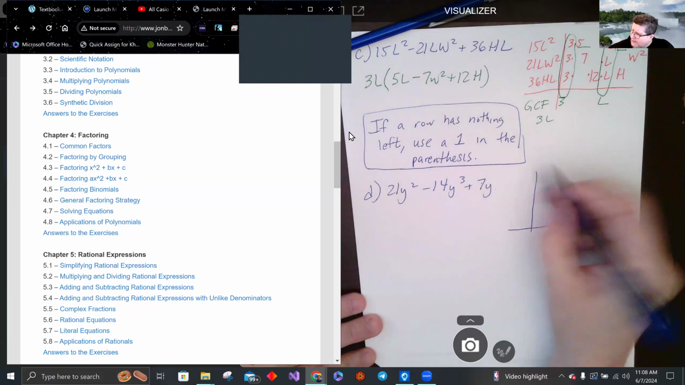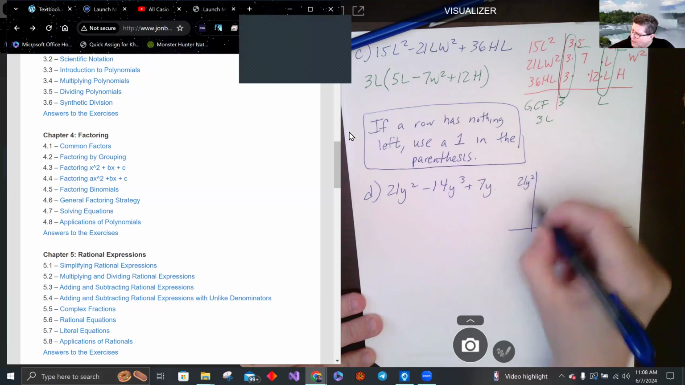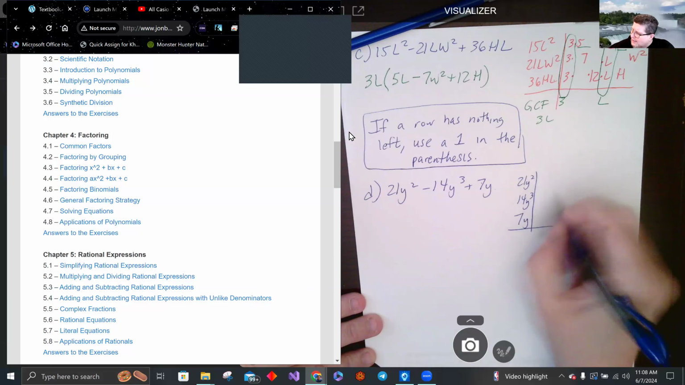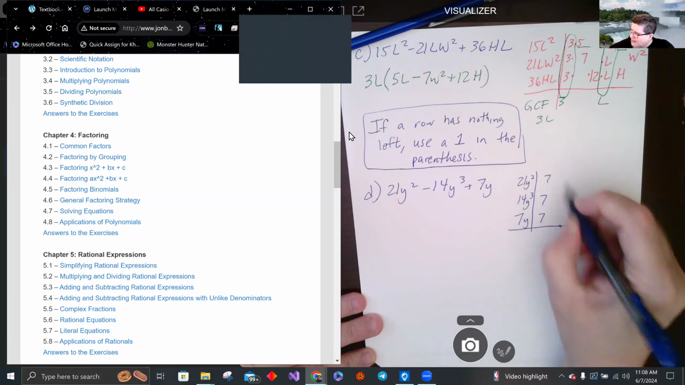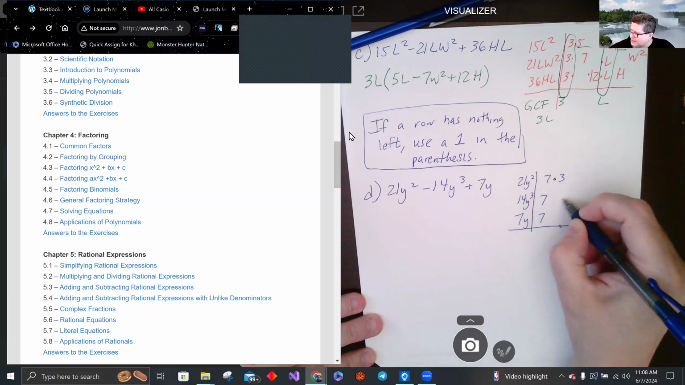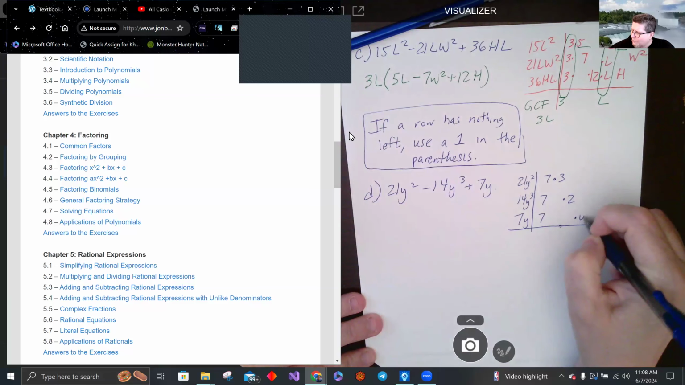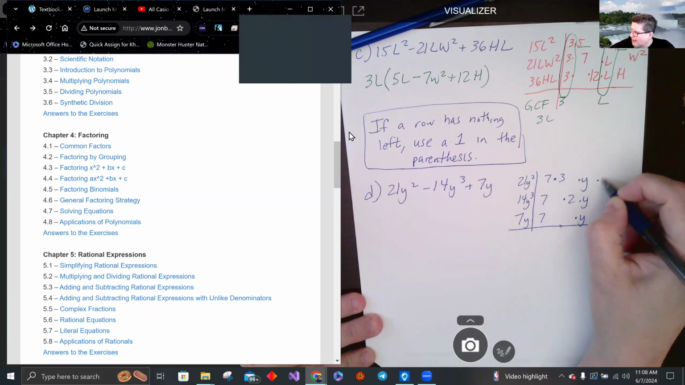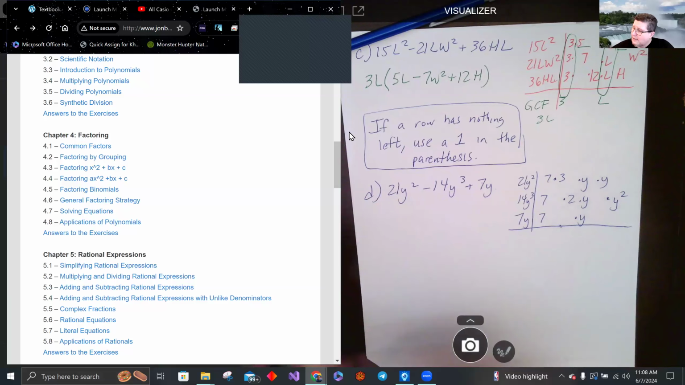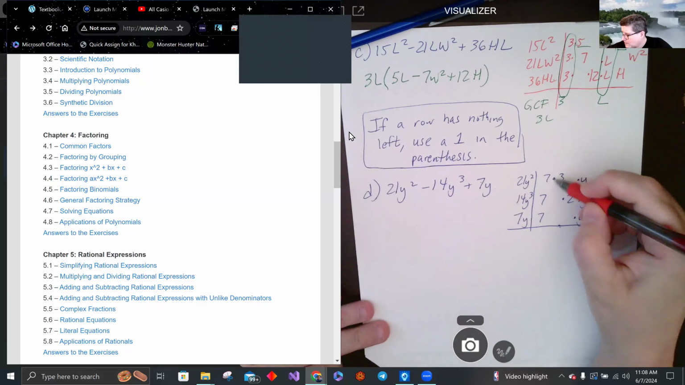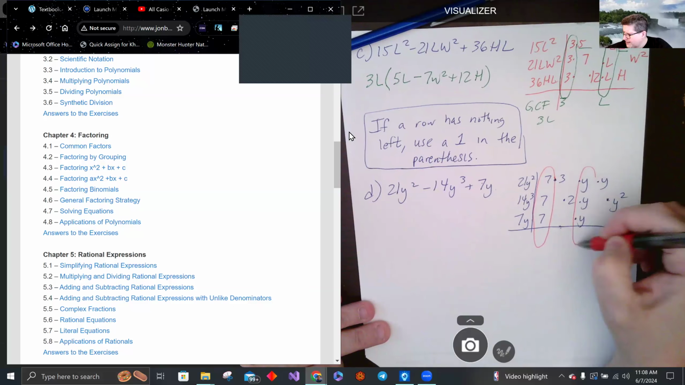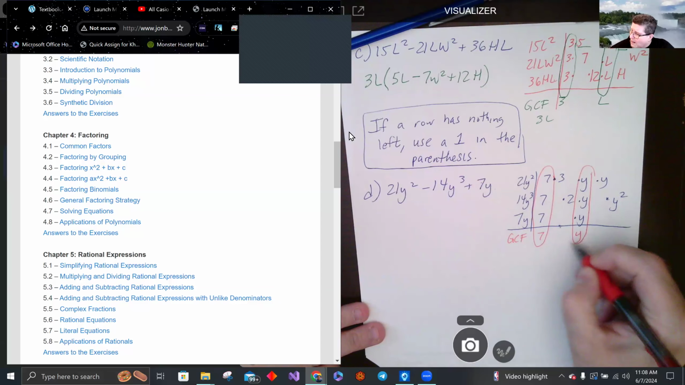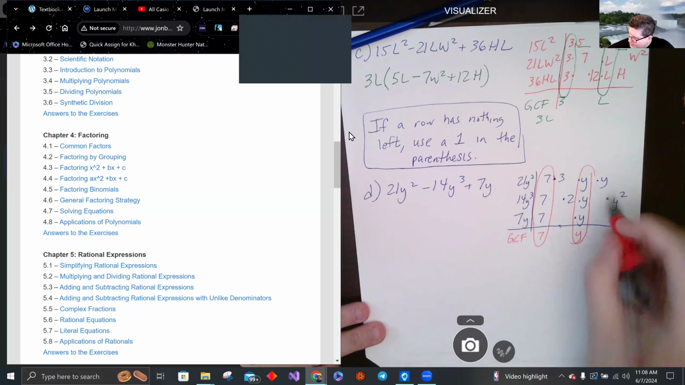Here I have 21y squared, 14y cubed, 7y. They each have a 7 in them. That has a 3 and this has a 2. They each have a y. This has one more y and this has a y squared. GCF is 7y. This row has nothing left in it, so I'm going to use a 1.